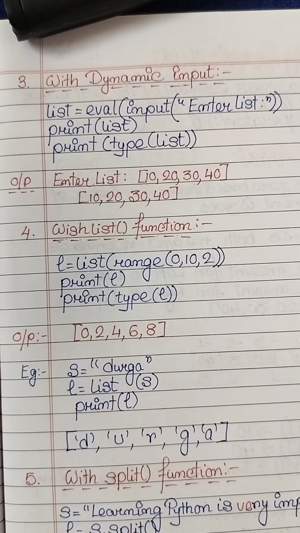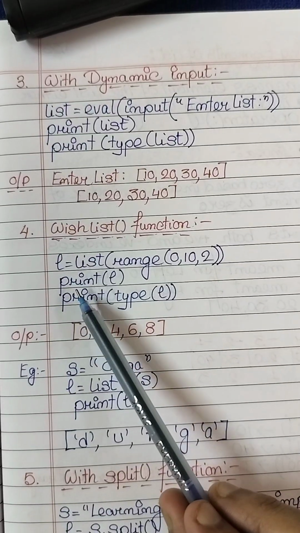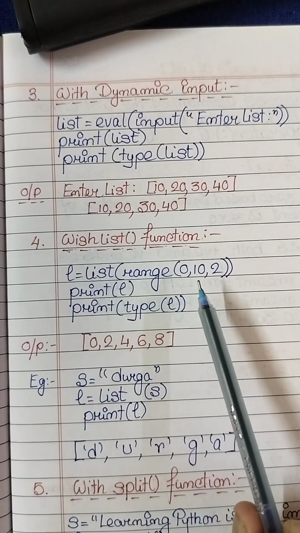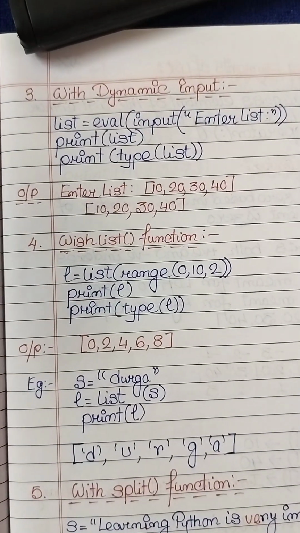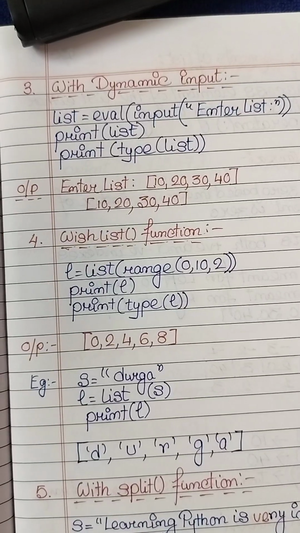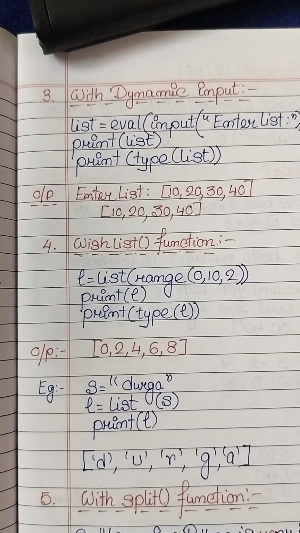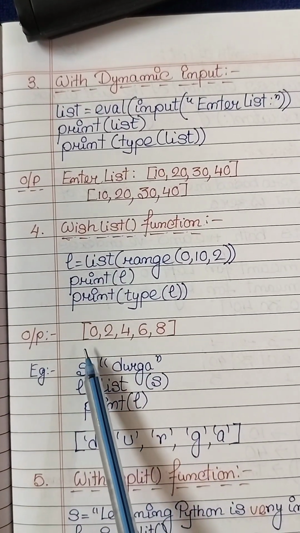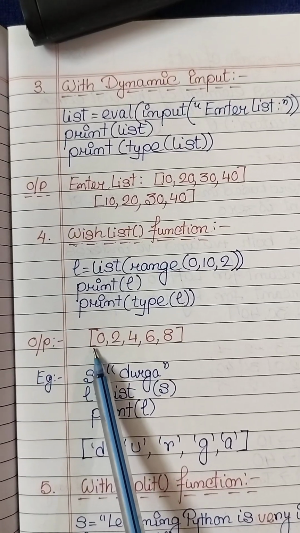Suppose we use the list function, how will it work? L equals list of range 0, 10, 2. Here 0 is the starting object, 10 is the ending object, and the step between the two is 2. Print L and print type of L. It will print in a list manner.